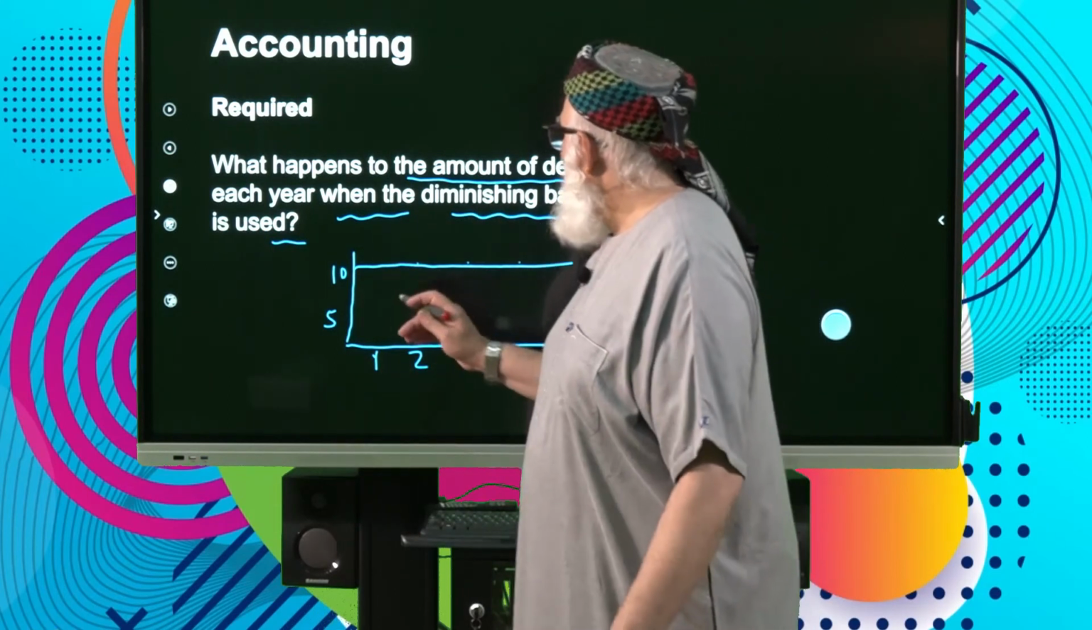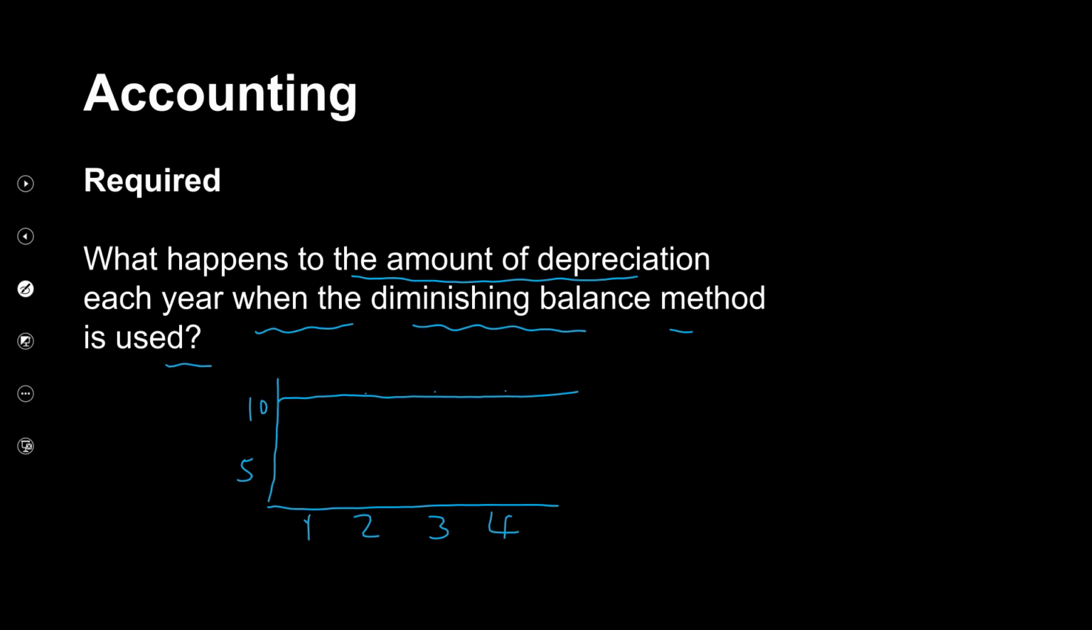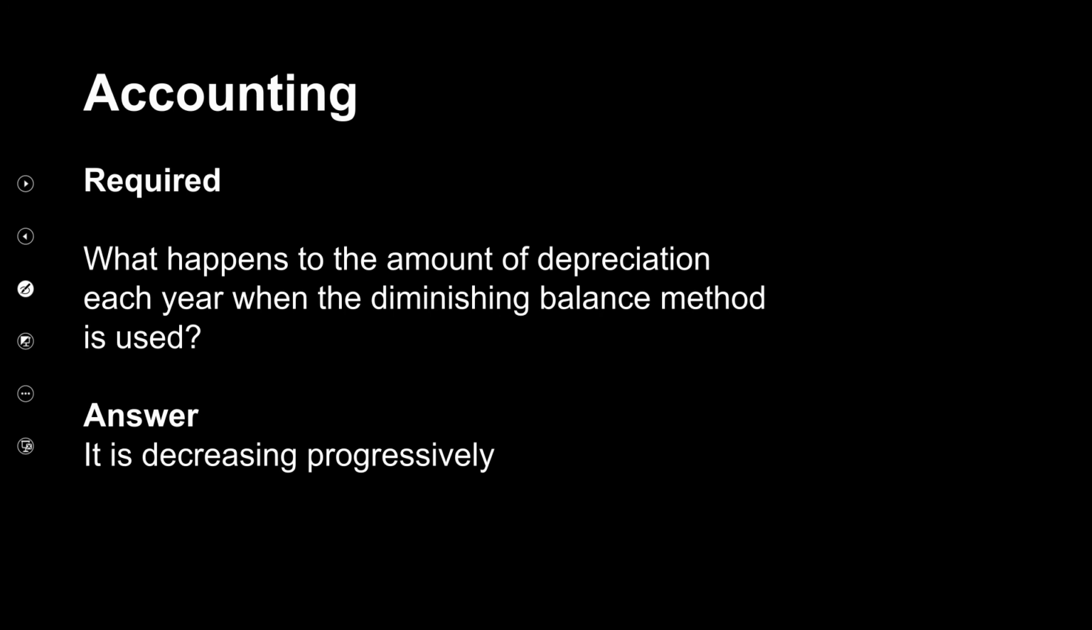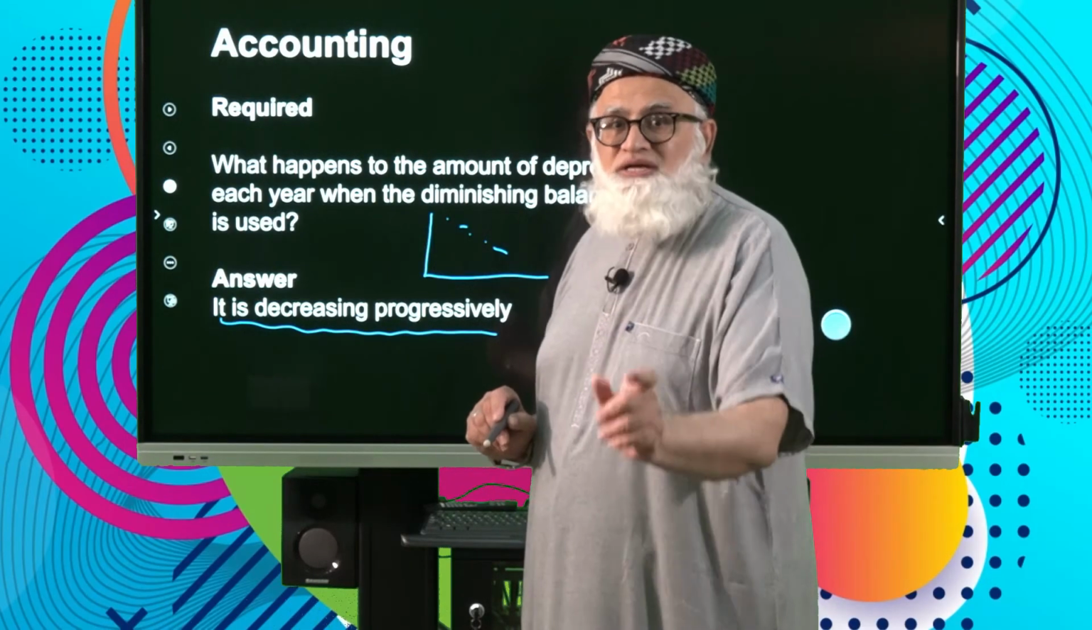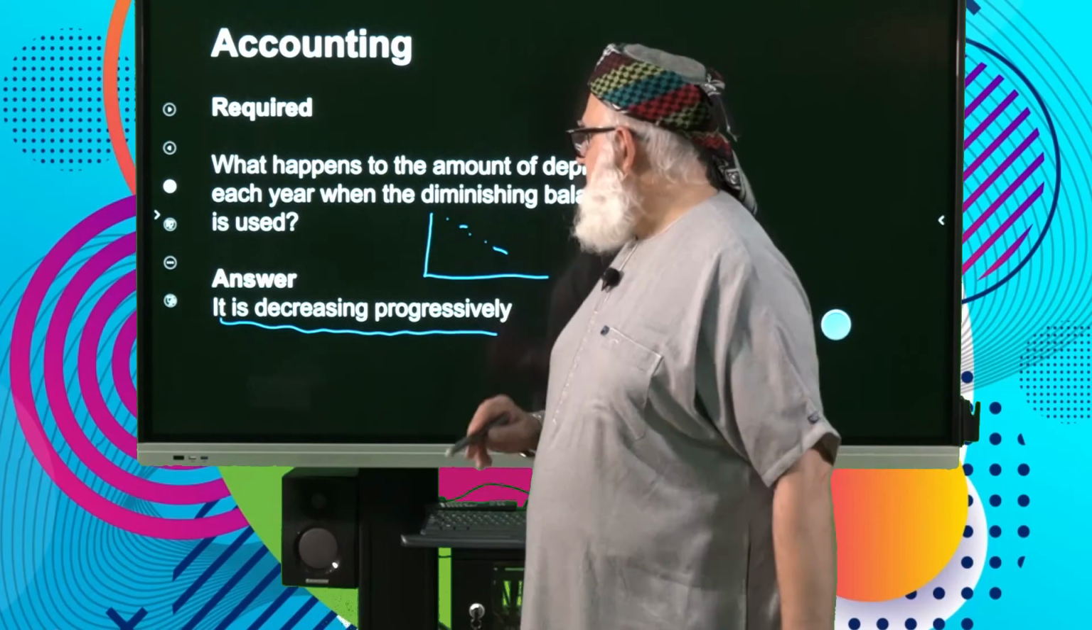Right. Now, what happens to the amount of depreciation when we are using the diminishing balance method? Watch. It is decreasing progressively. You'll notice, again, if we have to illustrate by means of a graph, if you started off there, the next one is going to go down. You're going to come down, down, down, down. And in that way, you're going to see it's going to be a diminishing balance. As the years go, the depreciation will decrease, and therefore it's called the diminishing balance method.